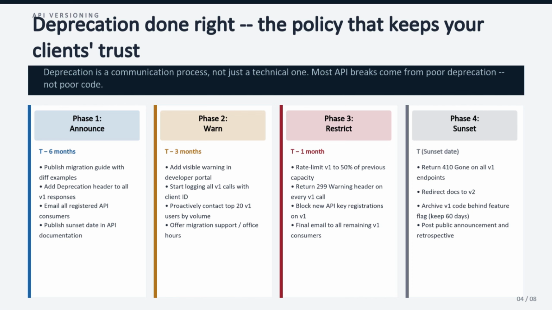Now honestly, if you follow this process properly, clients usually trust you even through breaking changes. Because they had time, a lot of time. They had warnings, documentation, email, support opportunities. So if somebody still breaks after 6 months of communication, honestly, at that point, the responsibility is on them, not on your team. And this is how mature API platforms operate in the real world.